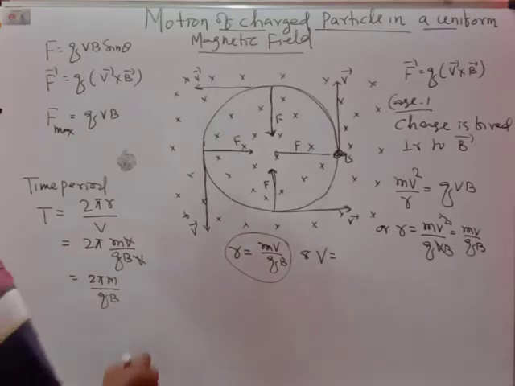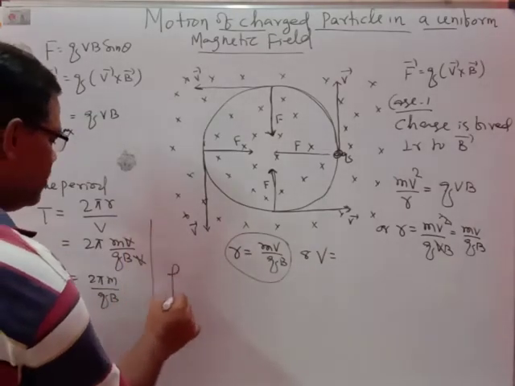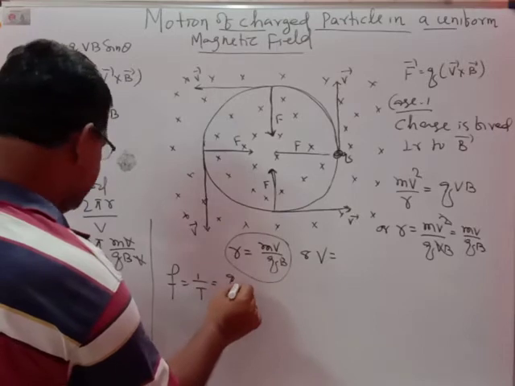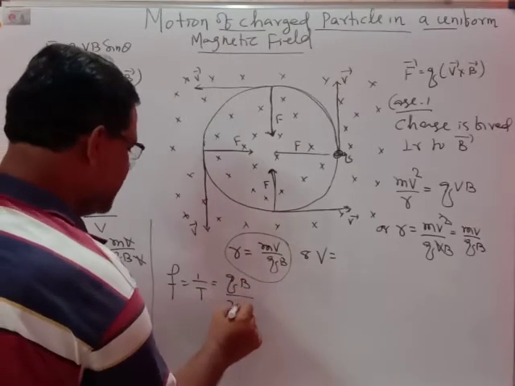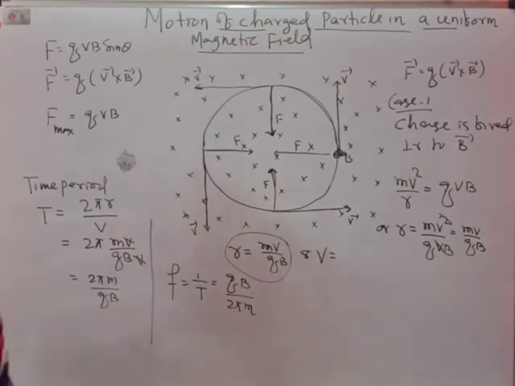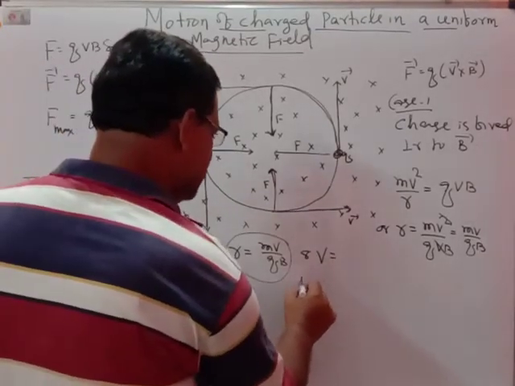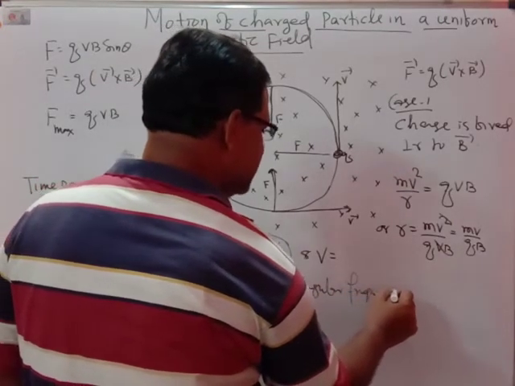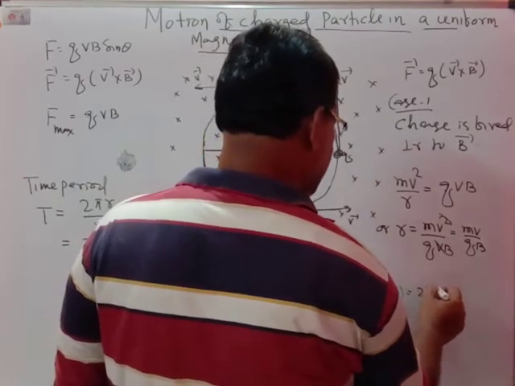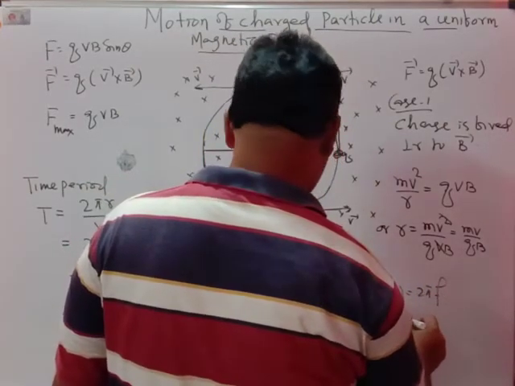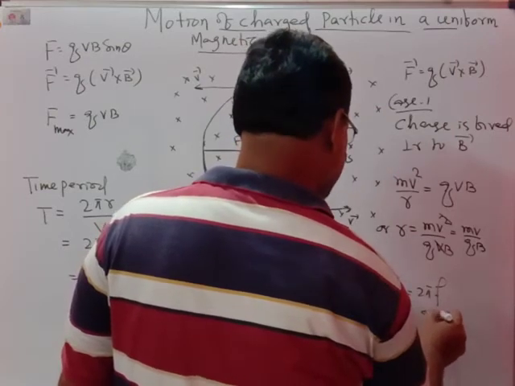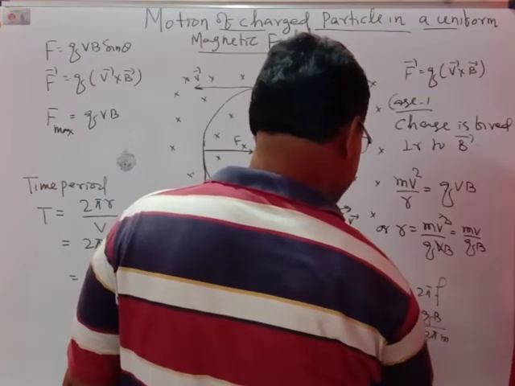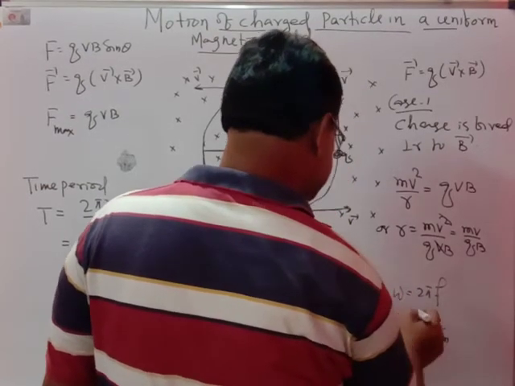If we talk about the frequency, f equals 1 upon T, and this will be equal to qB by 2 pi m. If we talk about the angular frequency omega, that is equal to 2 pi into f, which is 2 pi into qB by 2 pi m. The 2 pi cancels, and we find qB by m. So angular frequency equals qB by m.